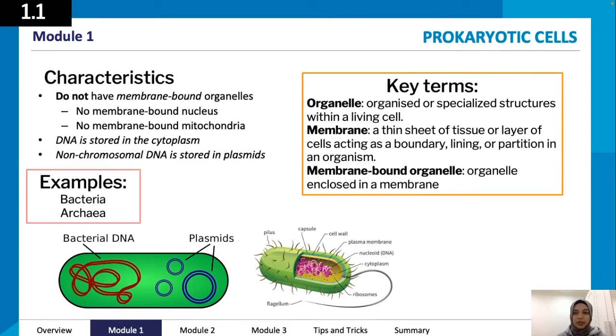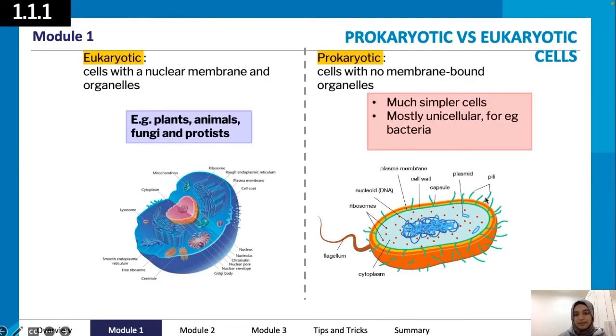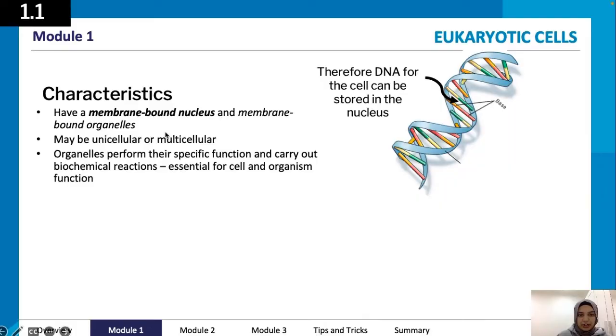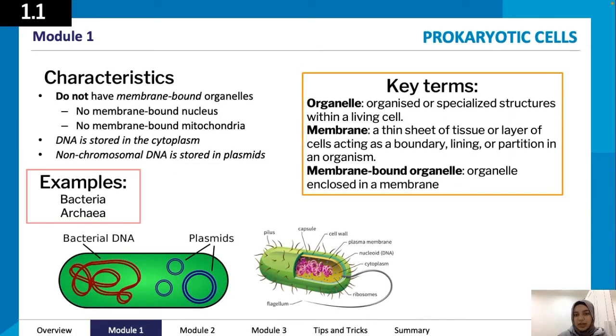Now, compare that to prokaryotic cells. These do not have membrane-bound organelles like we first talked about here. So there's no membrane-bound nucleus, unlike a eukaryotic cell. There is no membrane-bound mitochondria either. DNA is stored in the cytoplasm, and non-chromosomal DNA is stored in the plasmids. Okay? So what are some examples, like we went through earlier for prokaryotic, there's bacteria, there's also archaea. So here's a bacterial DNA, the plasmids. We talk about the fact that non-chromosomal DNA is stored in these plasmids.